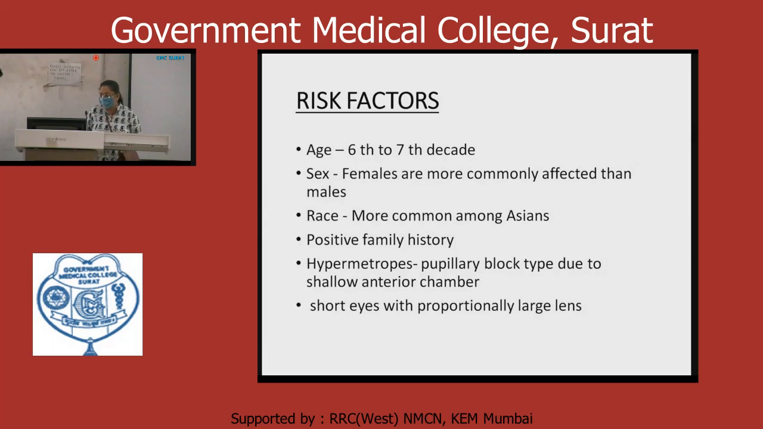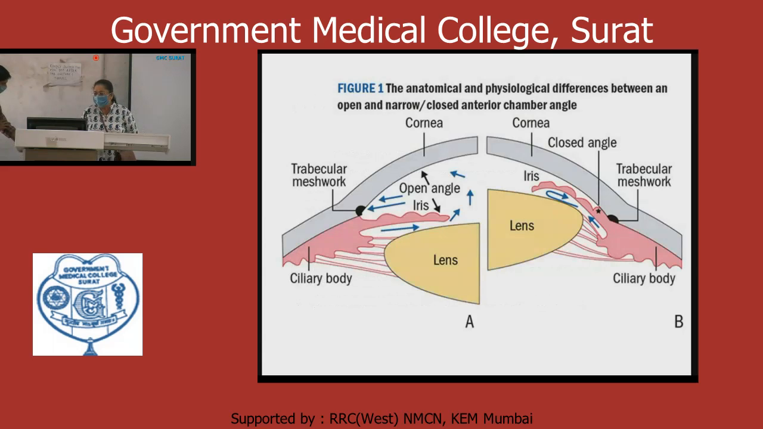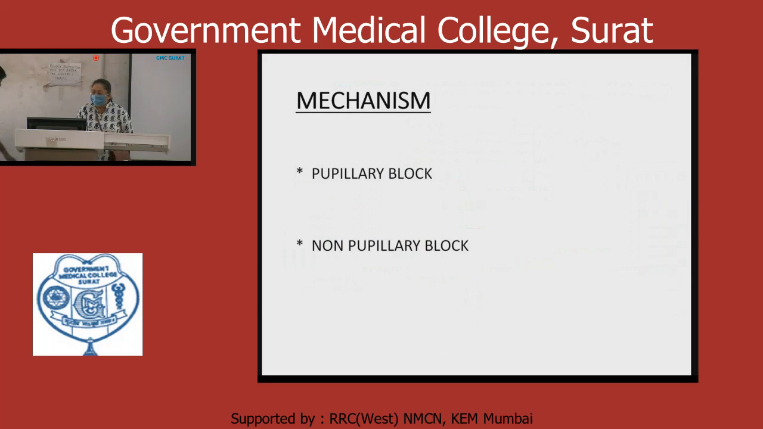Now this is the angle. You can see the normal angle in slide A, and the closed angle in slide B. Watch properly, then you can understand. There are two mechanisms by which the angle can be blocked: one is pupillary block glaucoma, the second is without pupillary block.